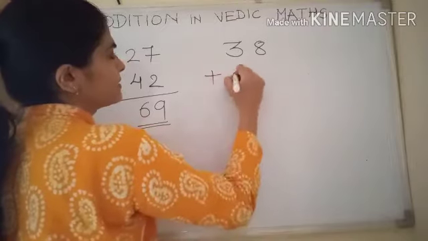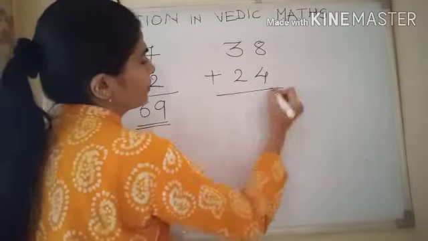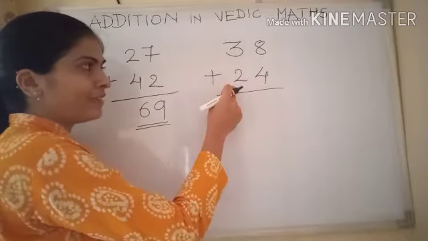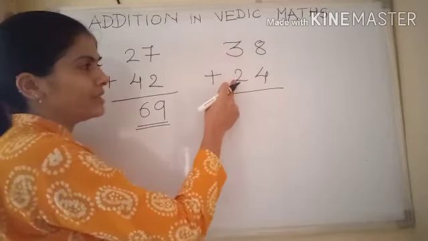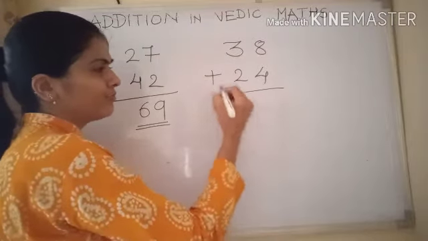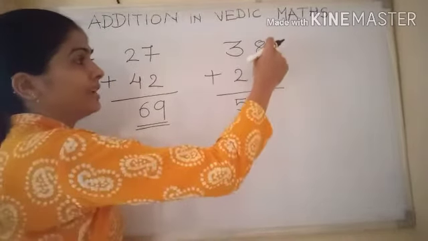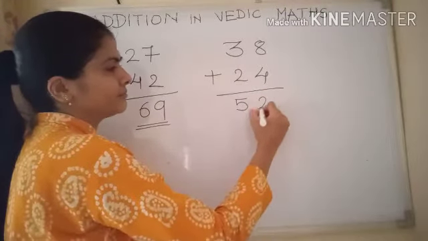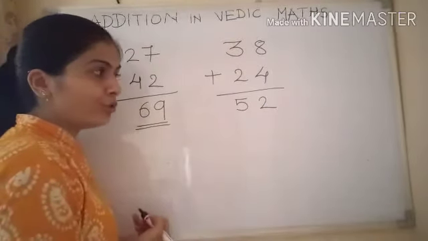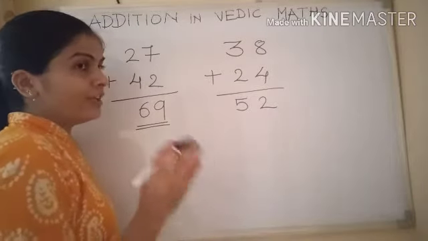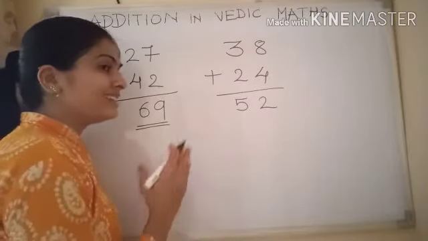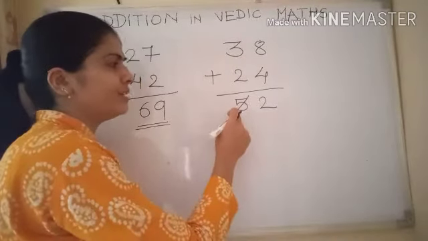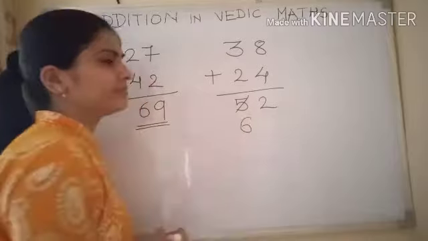Now let's take another example. 738 plus 24. We need to start addition from the left hand side. 3 plus 2 which is equal to 5. Now 8 plus 4 is 12, but as I said earlier, we will write only 2 which is at the unit place. We need to keep 1 in mind, but where does this 1 go? This 1 is added to this 5, so instead of 5 we will write 6.